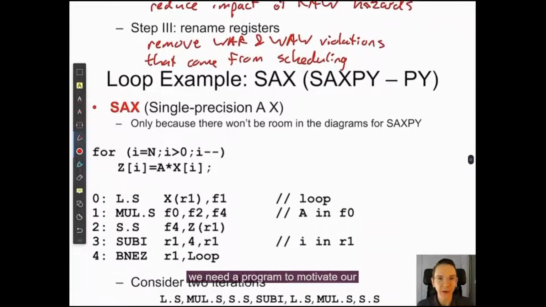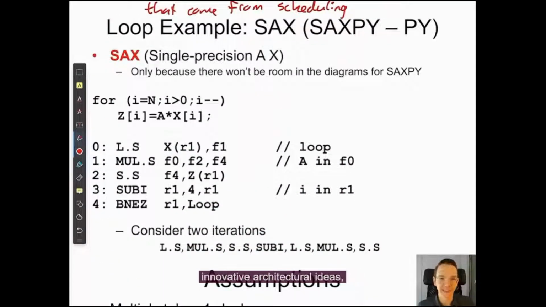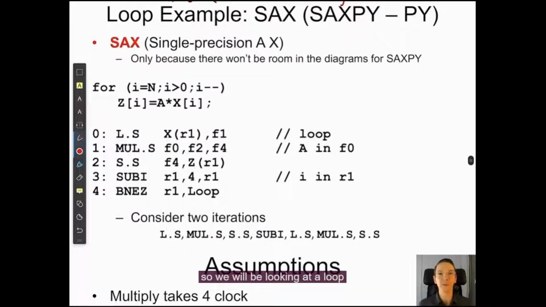So let me introduce our new sample program. Of course, we need a program to motivate our innovative architectural ideas. So we will be looking at a loop-based program in this example, in contrast to the 6 instructions that we saw in the last video. This application kernel is called SAXP. In particular, we're looking at SAX. So that's single precision A times X. This is a simplification of SAXP, which is single precision A times X plus Y, a commonly used linear algebra routine in many scientific workloads. We focus on SAX only because there won't be room in the diagrams below for the full SAXP.